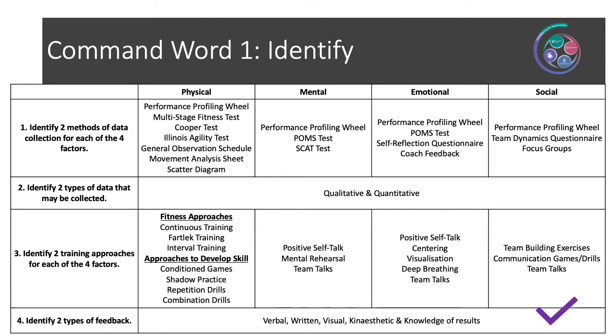And then for question 4, identify 2 types of feedback. Hopefully you have identified 2 of the types of feedback that are on that sheet. So check your answers. Make sure you correct any that you're unsure about, or do a little bit of further research on any that you've not quite got right.